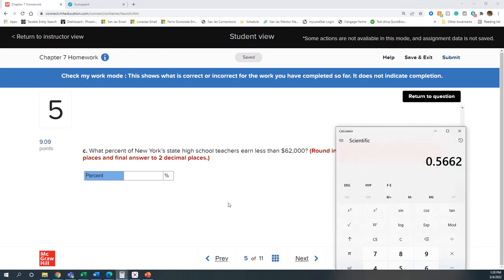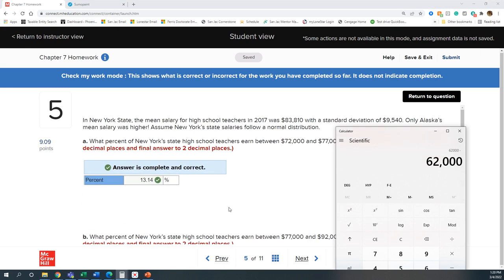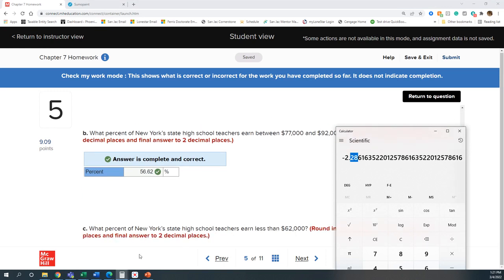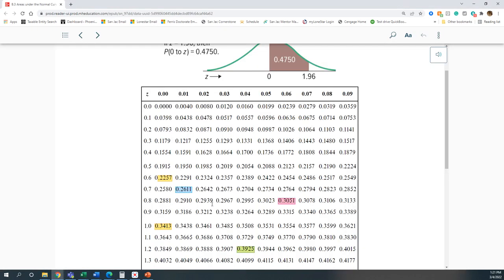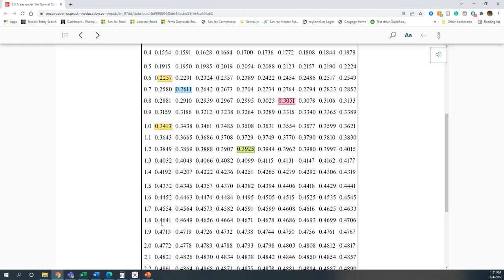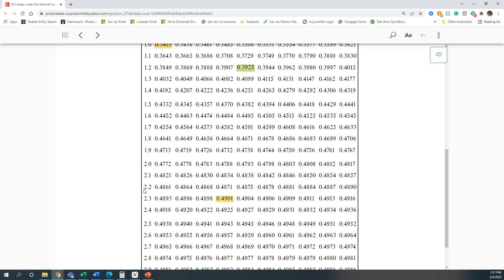So calculator. Again, find the Z number. 62,000 minus our mean, which was 83,810, and then divide by our standard deviation. Ends up being 2.29. Remember, round to 2 decimal places. 6 will round up, so 2.29. Table. There's 2.2, and then 9.